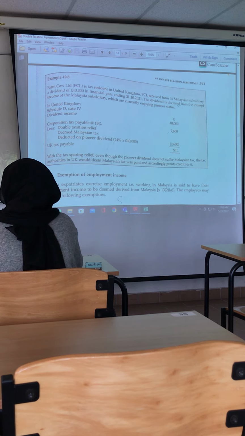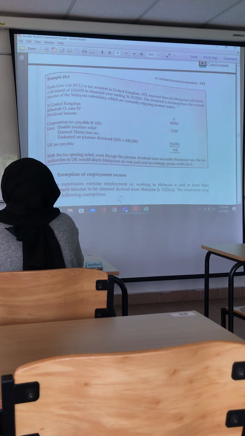But now they bring the 40,000 back to the UK. So in the UK, that 40,000 should be taxed at the 19% tax rate. But you don't have anything in Malaysia, you don't pay tax. Normally, the deduction here, you only get deduction if you pay tax in Malaysia. But in this case, you don't pay tax.